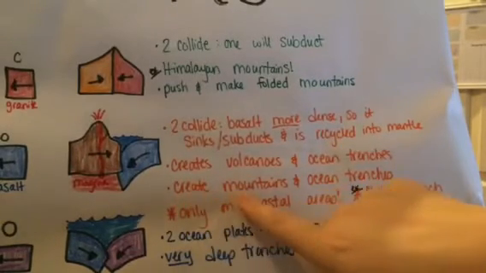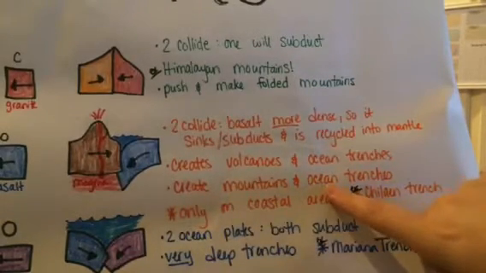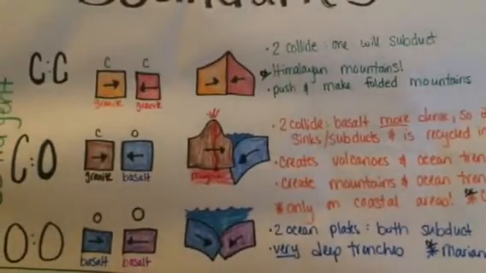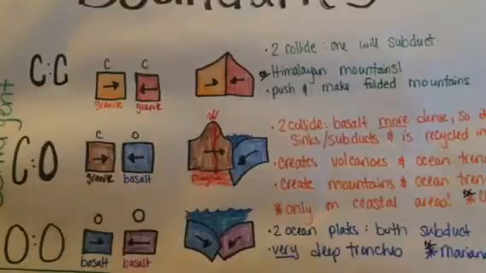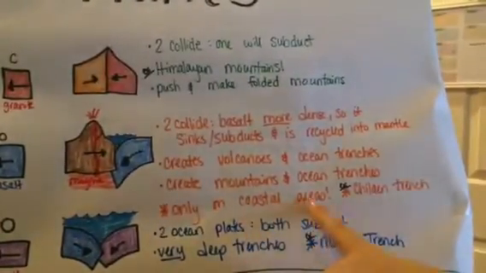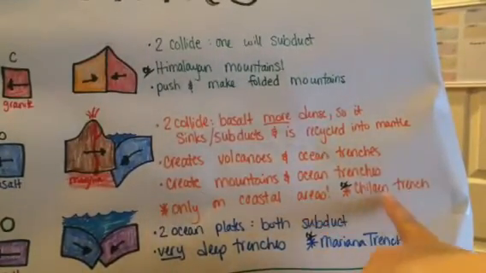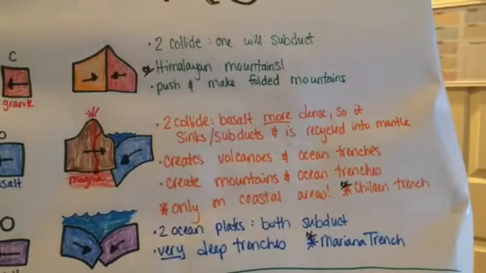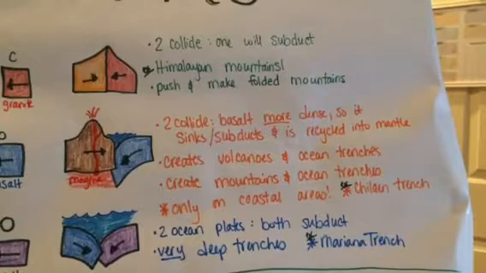More often than not, it creates mountain ranges and ocean trenches. Because this is continent to ocean, this is really only going to happen near the coastal areas. The big one that they test on is the Chilean Trench off the coast of Chile. It's where an ocean plate is colliding with a continental plate.